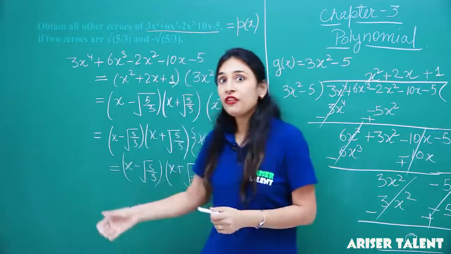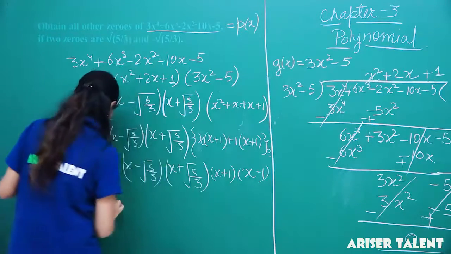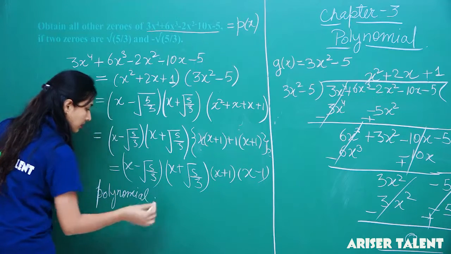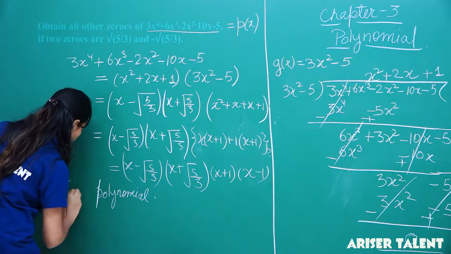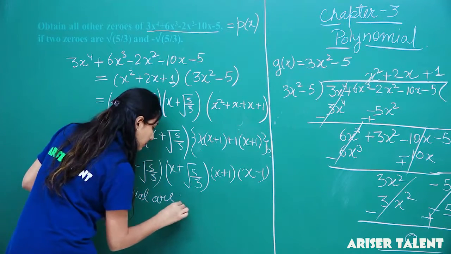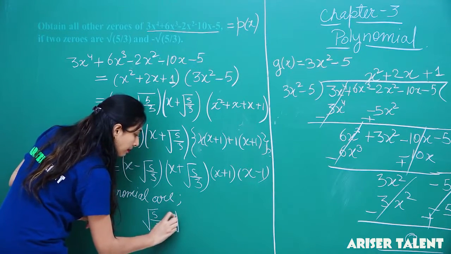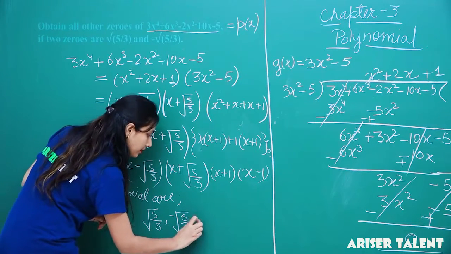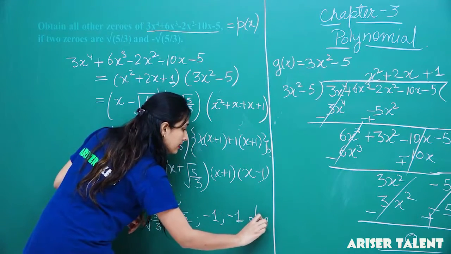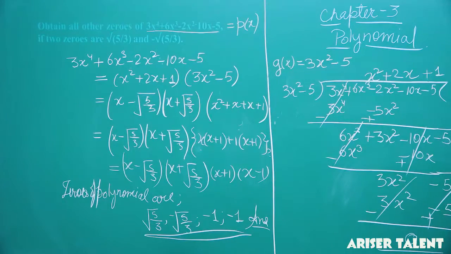Now we have factorized it, so we can easily see that the zeros of the polynomial are plus root 5 by 3, minus root 5 by 3, minus 1 and minus 1. So this is the required answer. Okay, note it. I am going to rub this now.